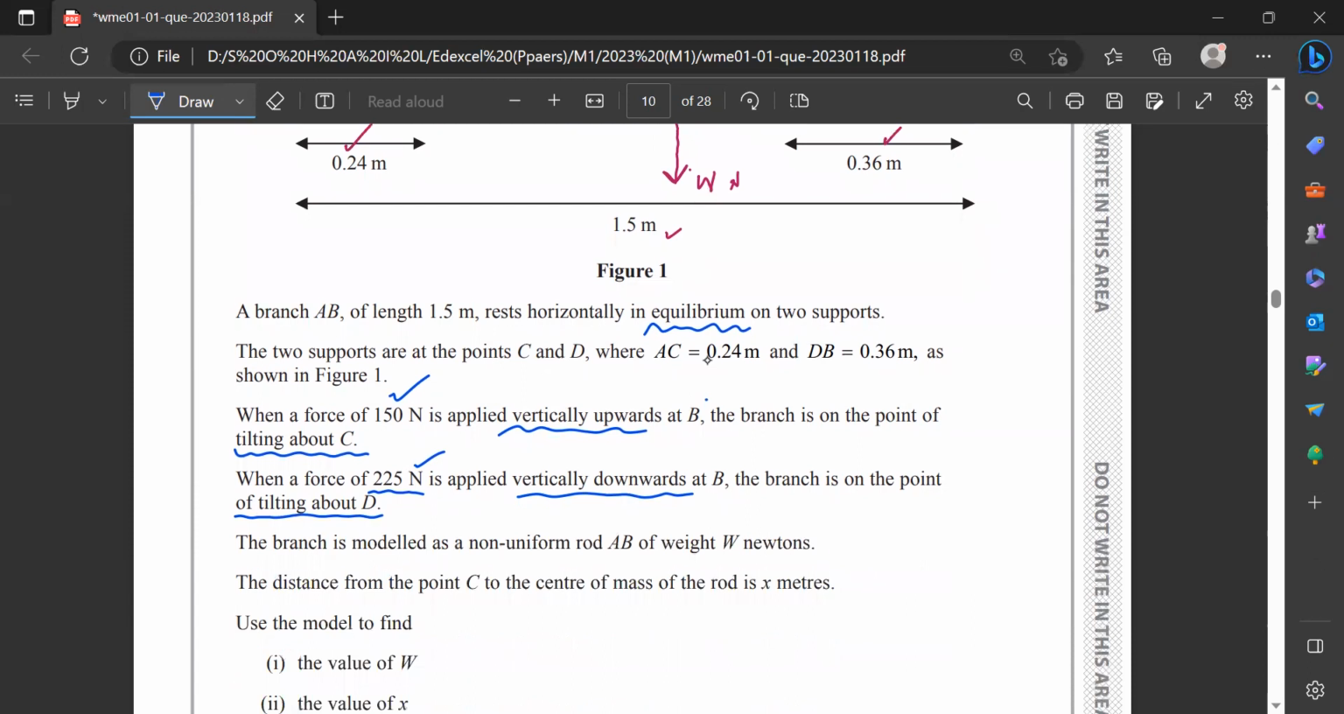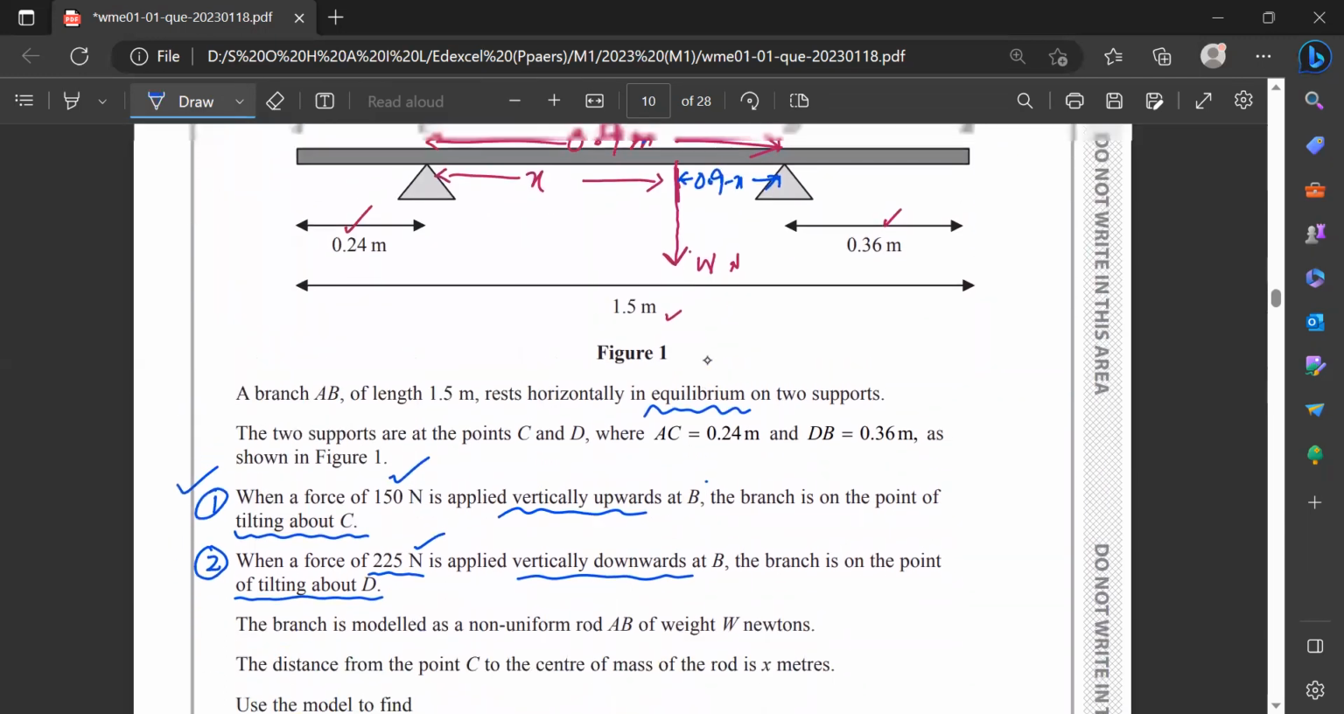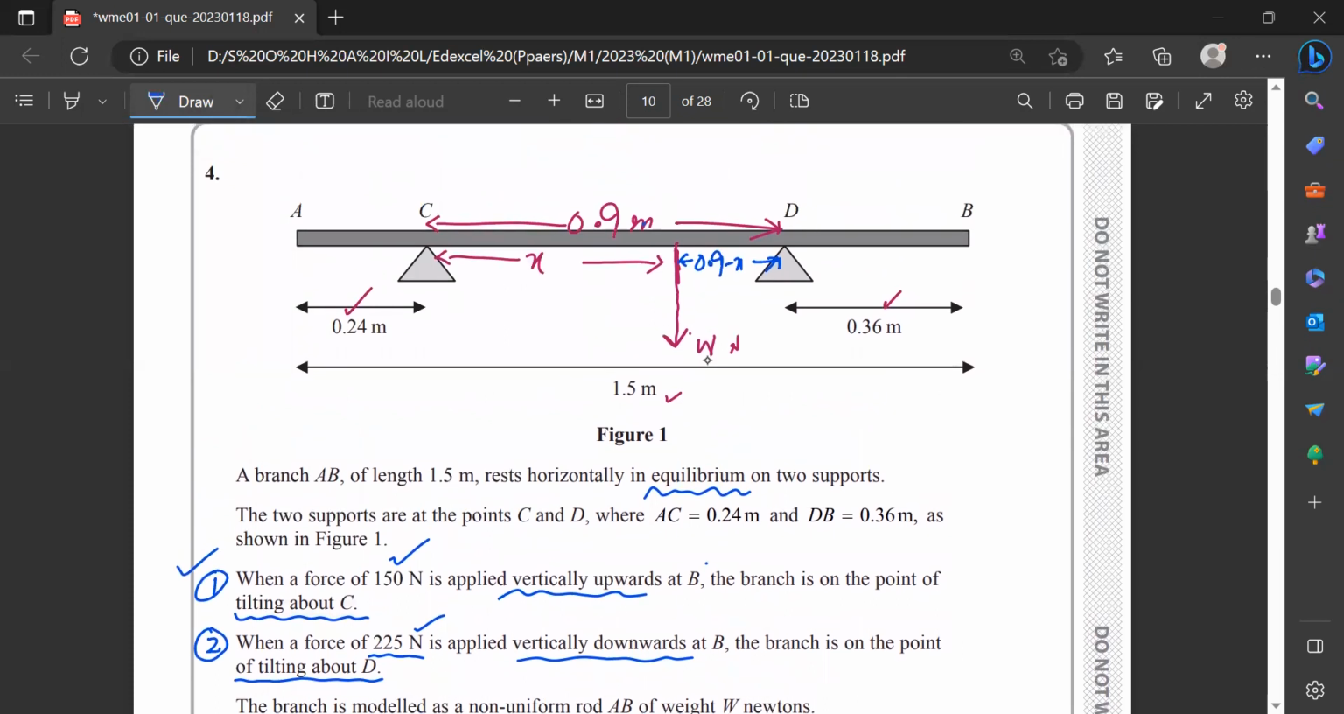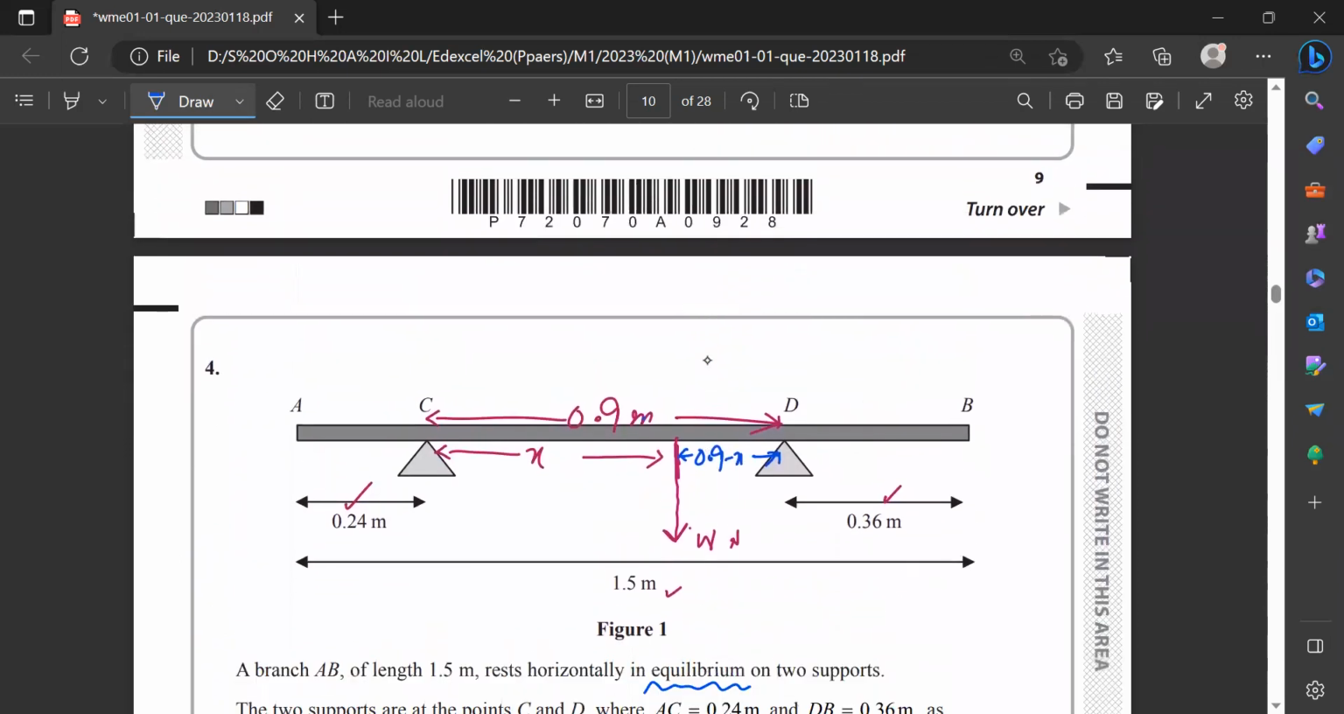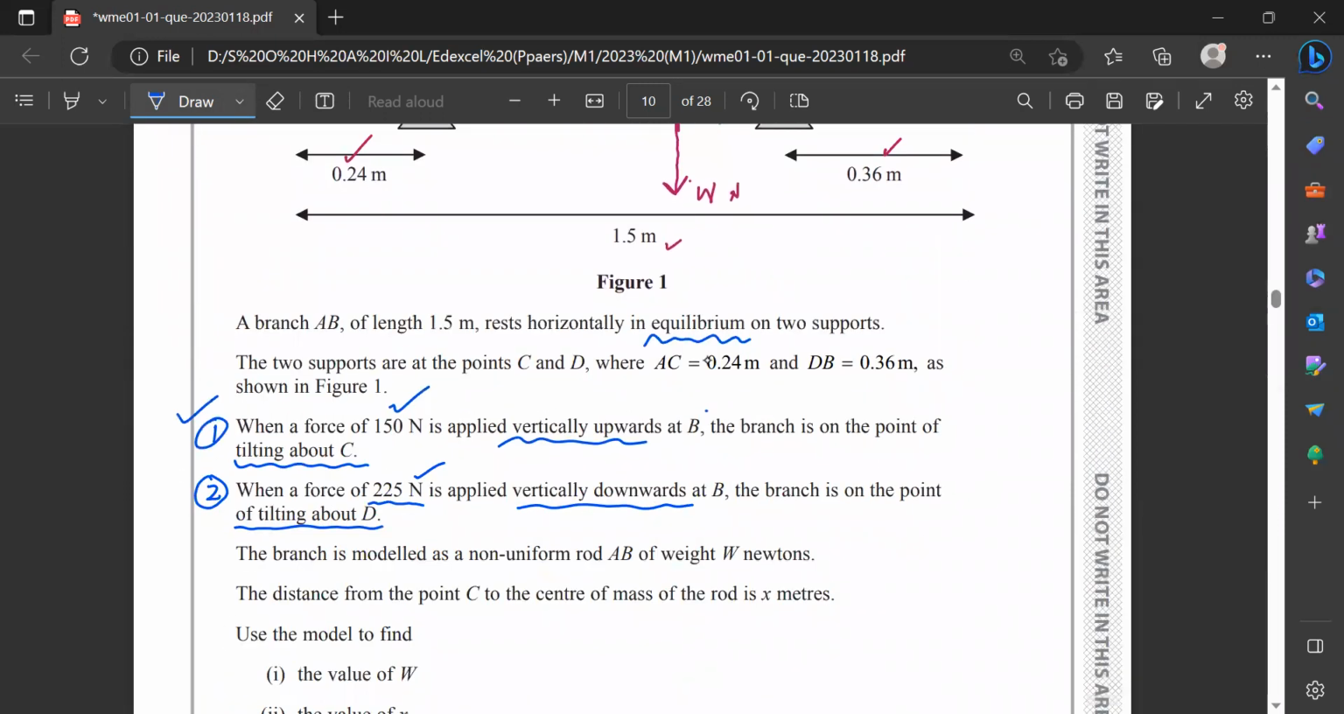So there are two conditions. This is the first condition, this is the second condition. First, I'll apply the first condition. When the force of 150 is applied at B vertically upwards, the branch is on the point of tilting. I'll draw two figures here. Here is the force which I'm applying in the upward direction, 150 newtons, and it is on the point of tilting about C.